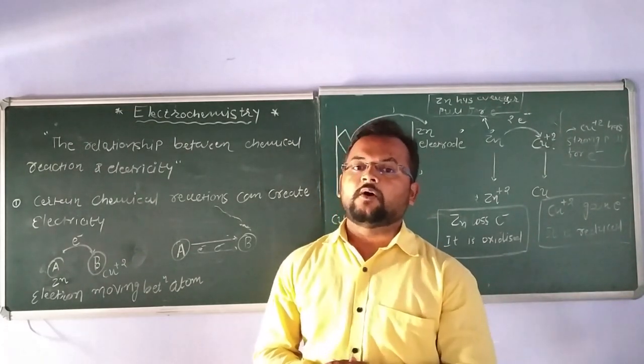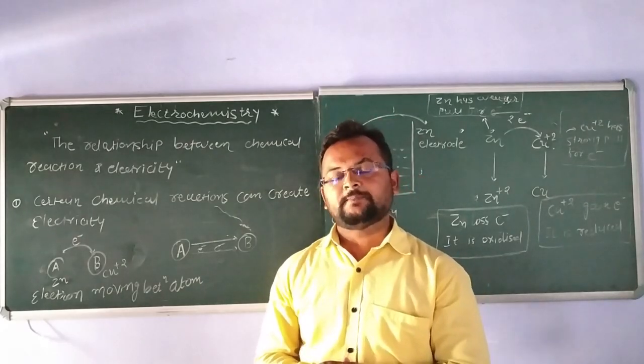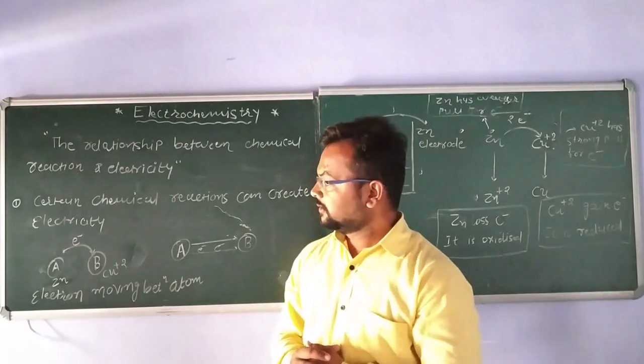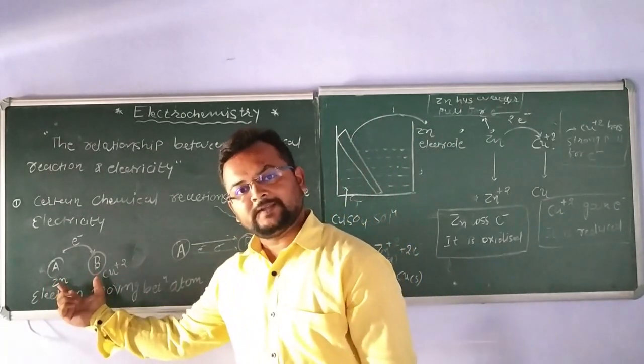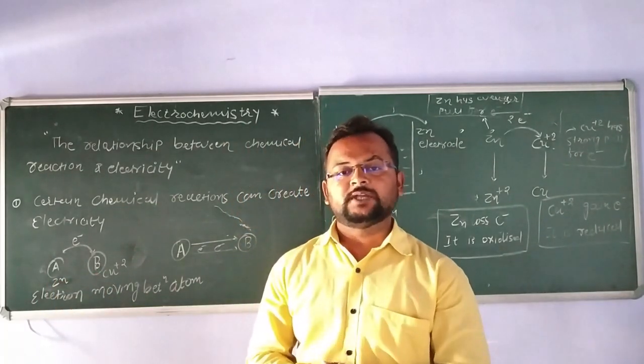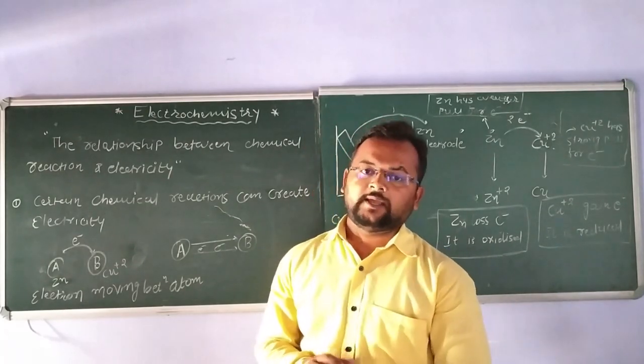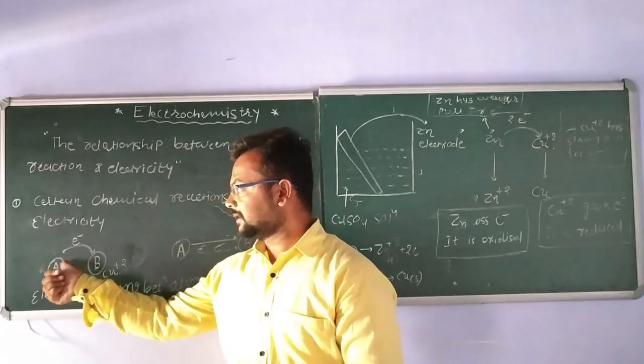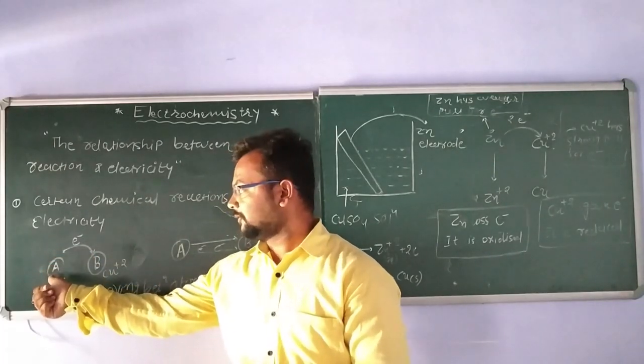For example, an oxidation reduction reaction takes place between element A and B on its own. So its reaction is spontaneous and its delta G value, that means Gibbs energy, is negative. So the reaction is spontaneous, then electron is moving from element A to element B.